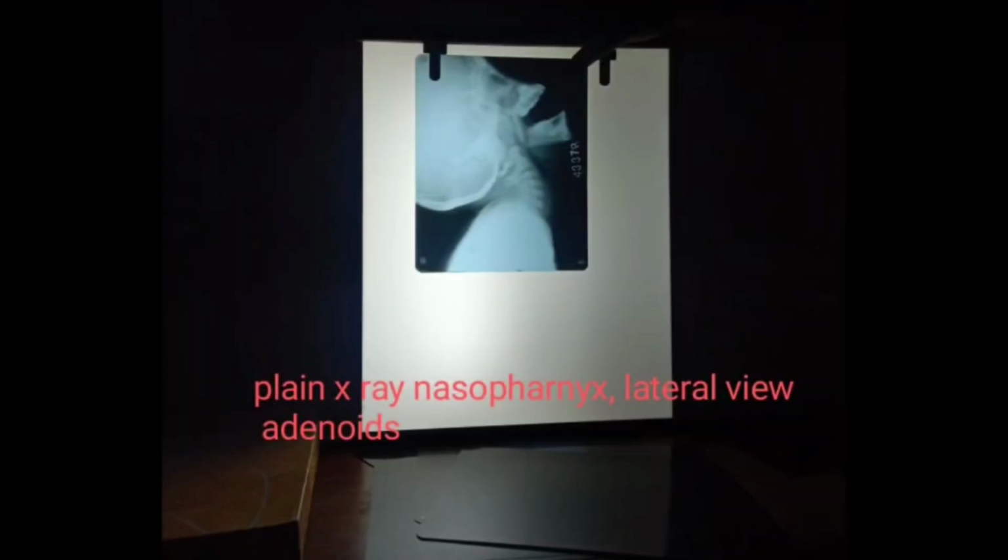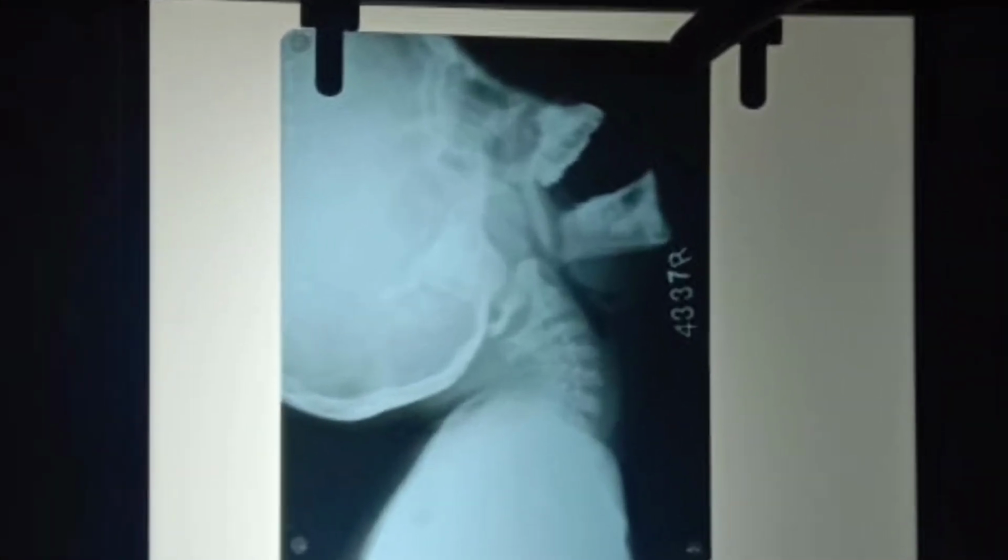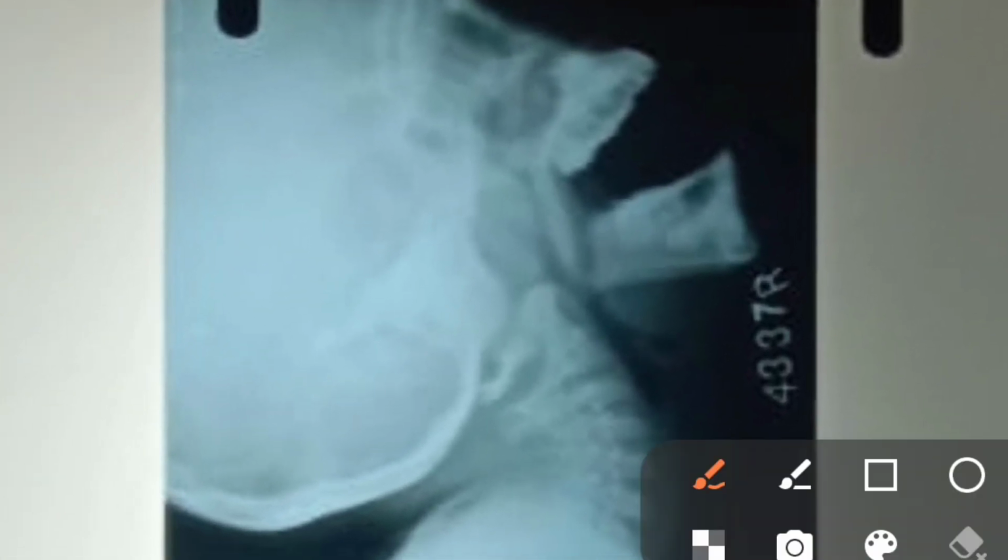Here is a plain X-ray of the nasopharynx, lateral view, showing adenoids, which are seen most commonly in children. Here are the adenoids. They will tell you to locate the adenoids.